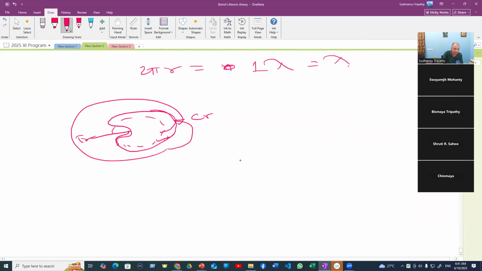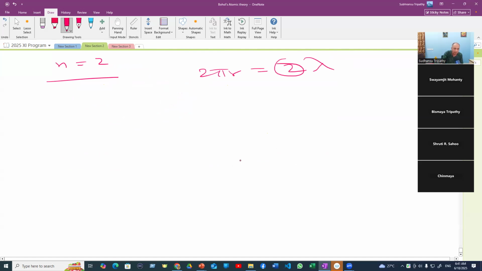But when you go to the second cell, the wave pattern will look like this: it will be 2 lambda. n will be equal to 2. So it will be like this.